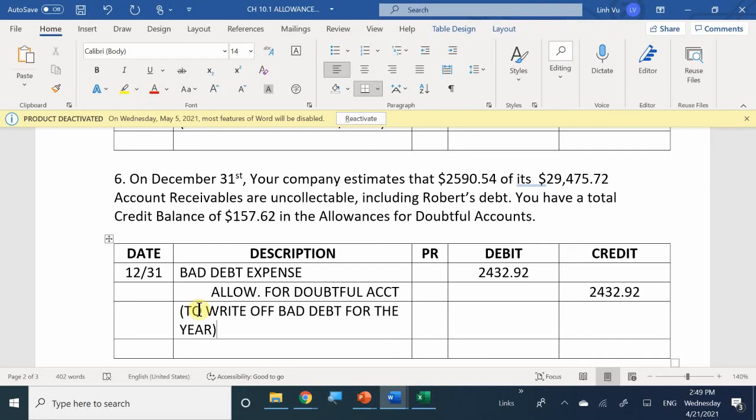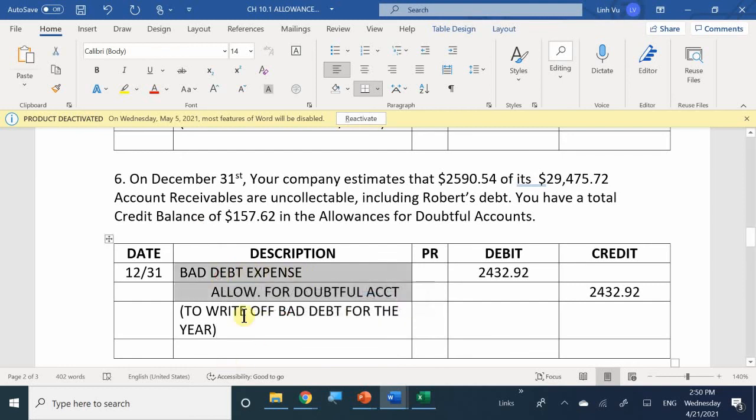So we did the 2,590.54, the estimated amount, minus the 157, yes, because it's a credit balance. Is everybody okay with this? Yes. Okay.